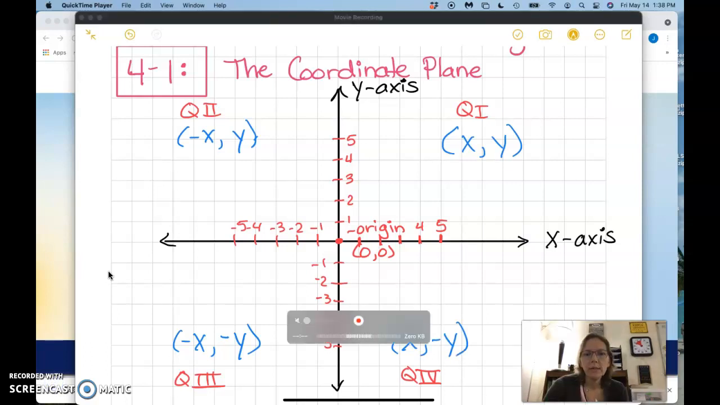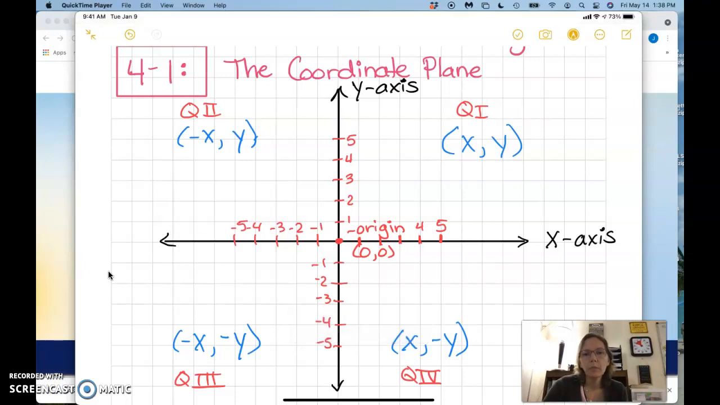All right, so the rest of this section will just be plotting points. So remember, when you are plotting x, you're going to go left or right first. And when you're plotting y, you're going to go up or down first. You go right if the number is positive, left if it's negative, and you go up if it's positive and down if it's negative for y.